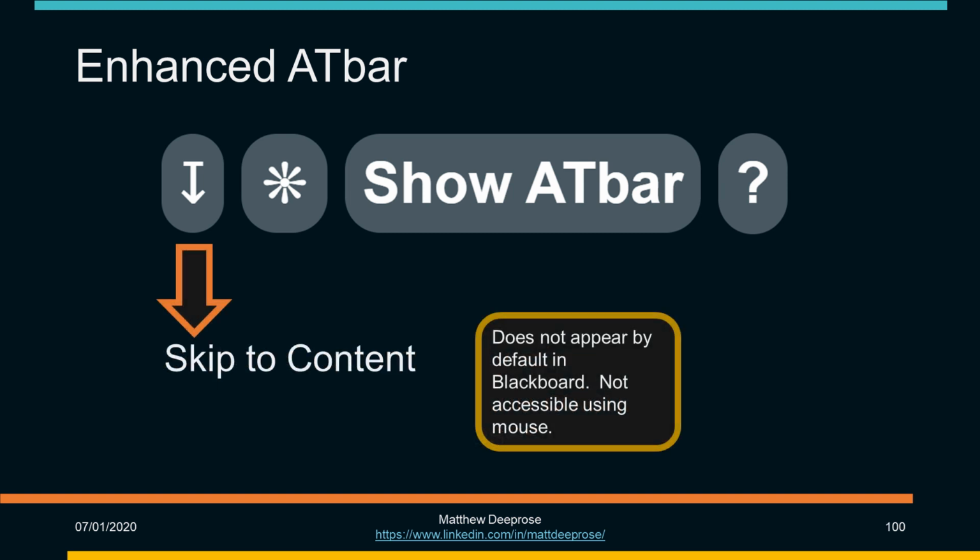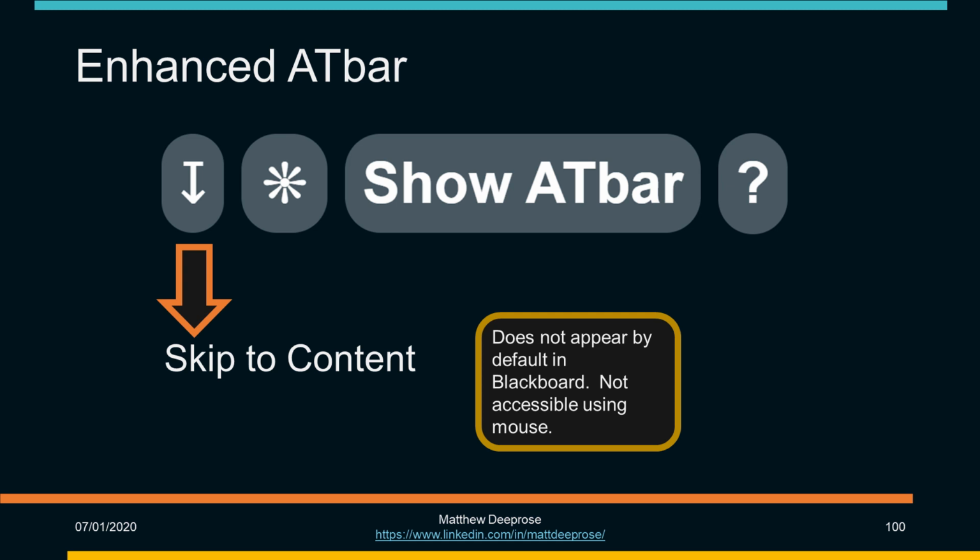Just to explain what the items are, and I've got some animations that I'll show at the end of the presentation that will give a quick demo of it. Skip to content isn't actually accessible by mouse on Blackboard, and it isn't visible either. It's just the first tab and then pressing enter. Skip to content is very useful because it allows you to skip navigation links like the course menu and go straight into content.